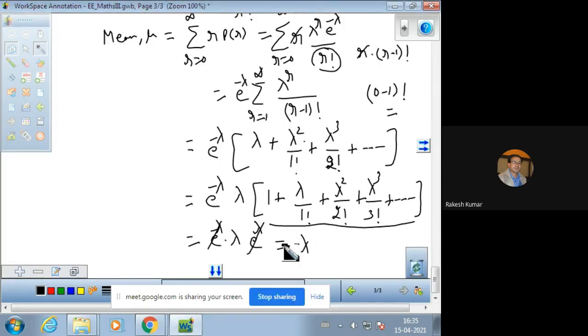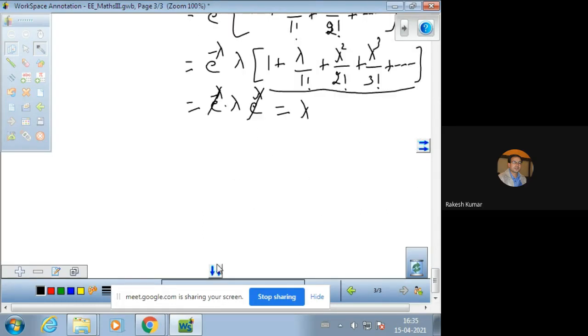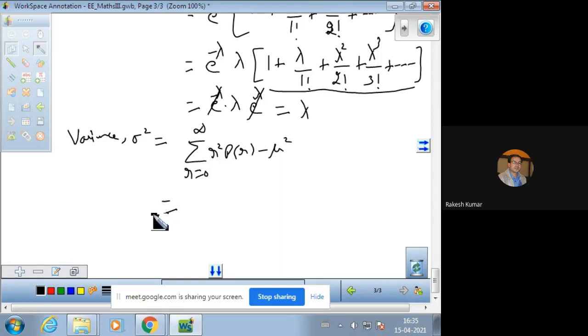So the mean of the Poisson distribution comes out to be lambda. Now come to the variance. The variance of the Poisson distribution is generally denoted by sigma square, that is, the summation of r square p of r minus mu square. This is the formula for finding out the value of variance of Poisson distribution.